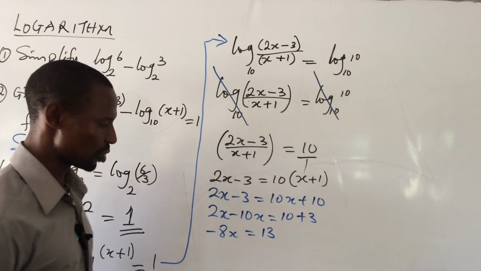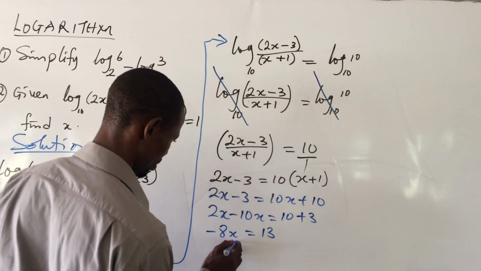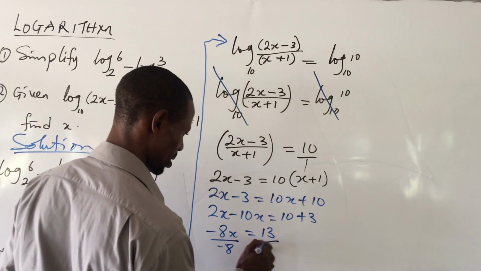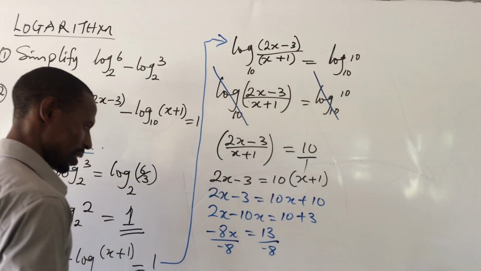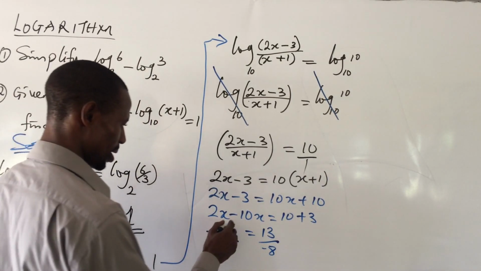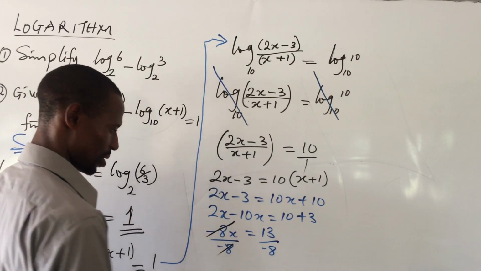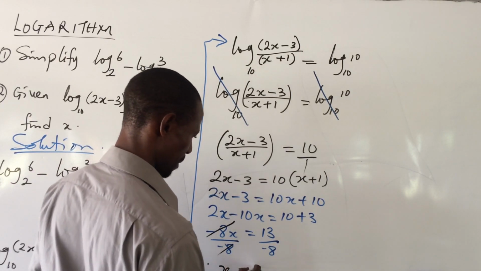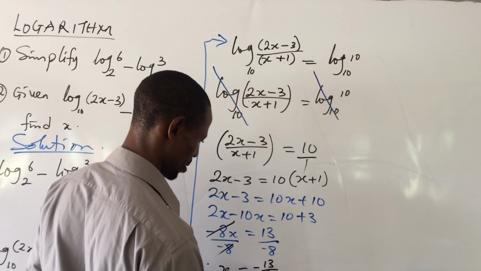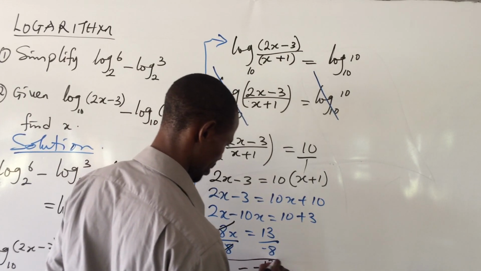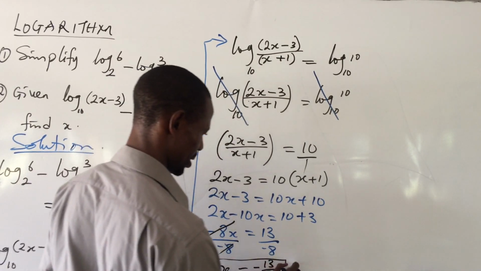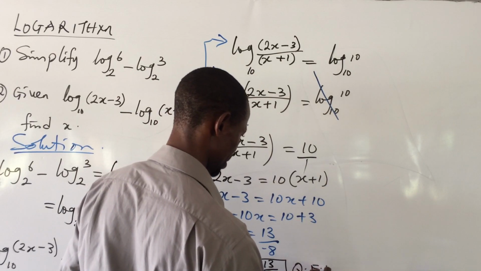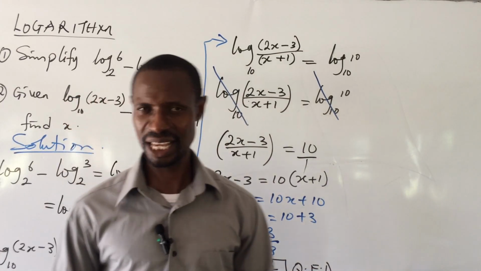We are looking for x, so divide through by minus 8. So we have minus 8, minus 8. From here, this will take care of this. So therefore, x is equal to minus 13 over 8. QED. All right, as simple as A, B, C, D.